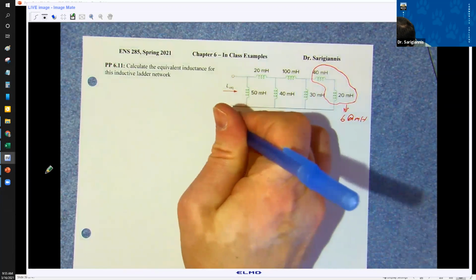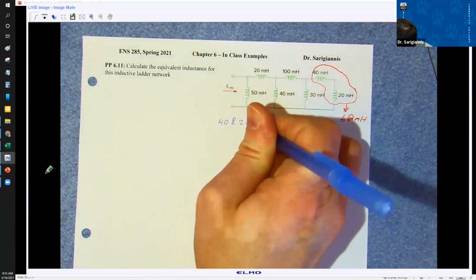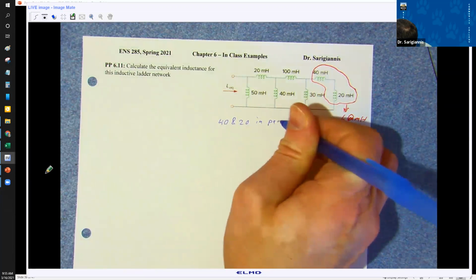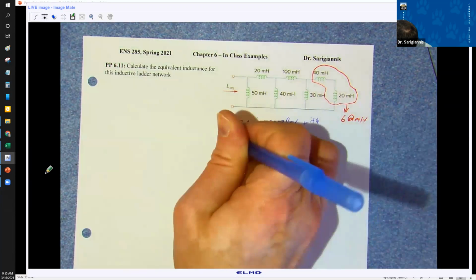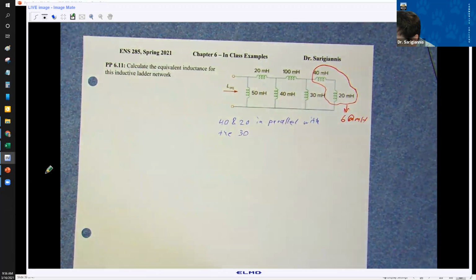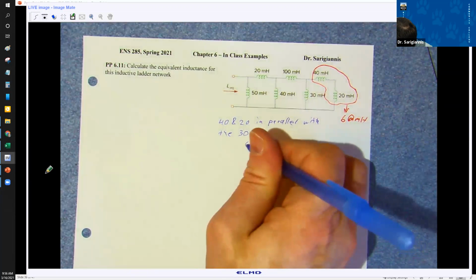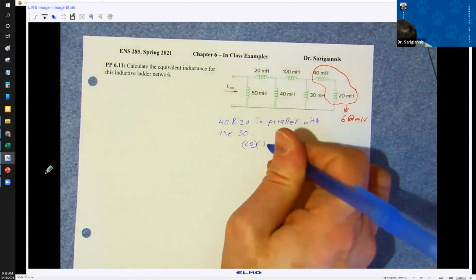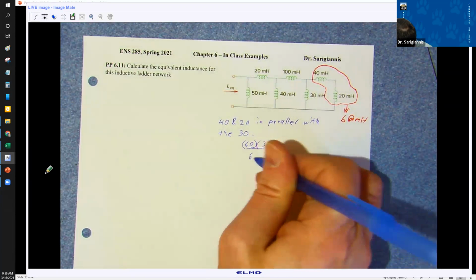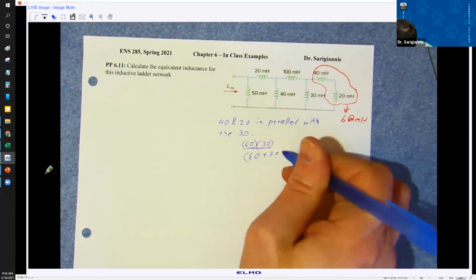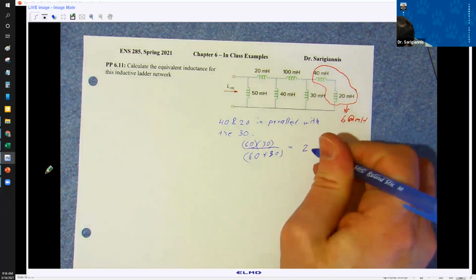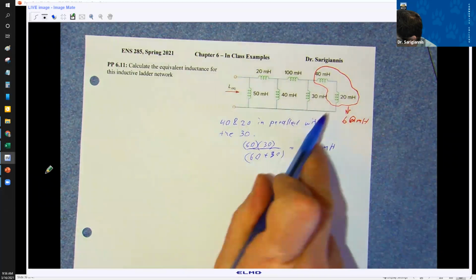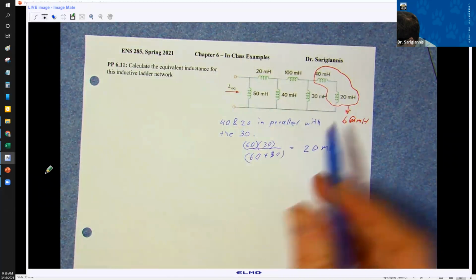So I'll just put a note here: the 40 and the 20 in parallel with the 30. And this gives me, let's say I've got 60 times 30 over 60 plus 30, right? This is just the same equation we use for resistors in parallel, except this is inductors now. So here we wind up with 20 millihenries. That's this whole thing here, right?